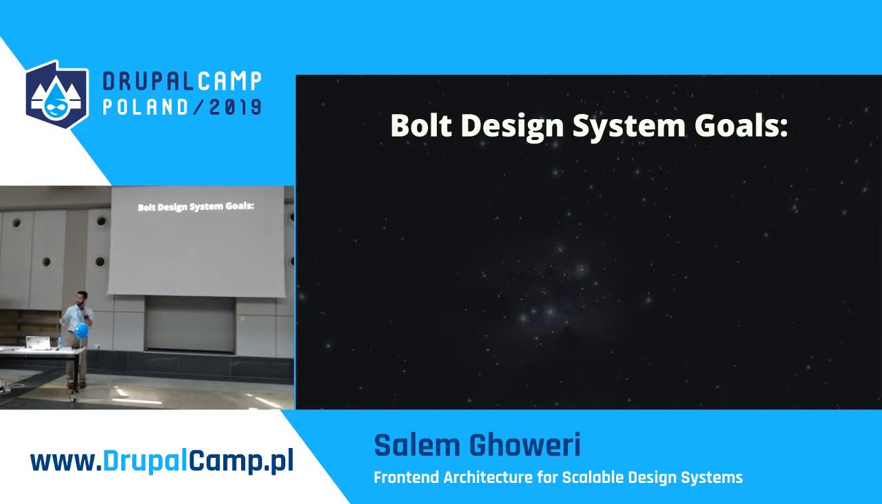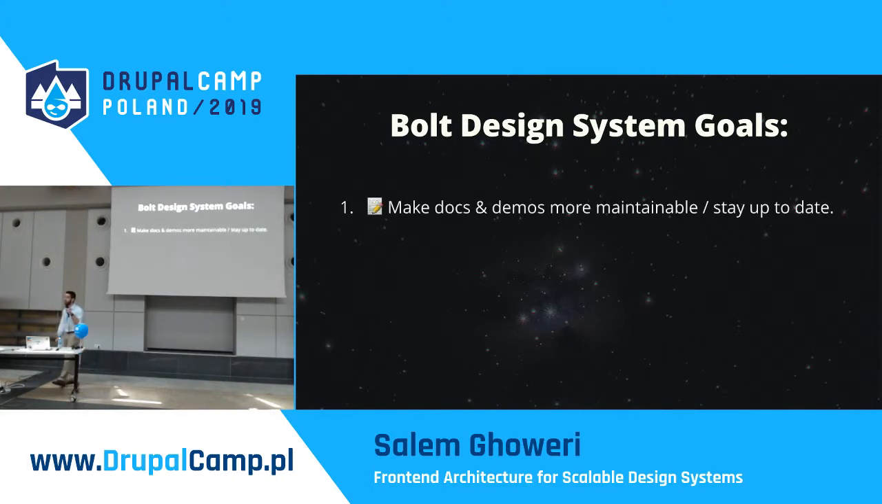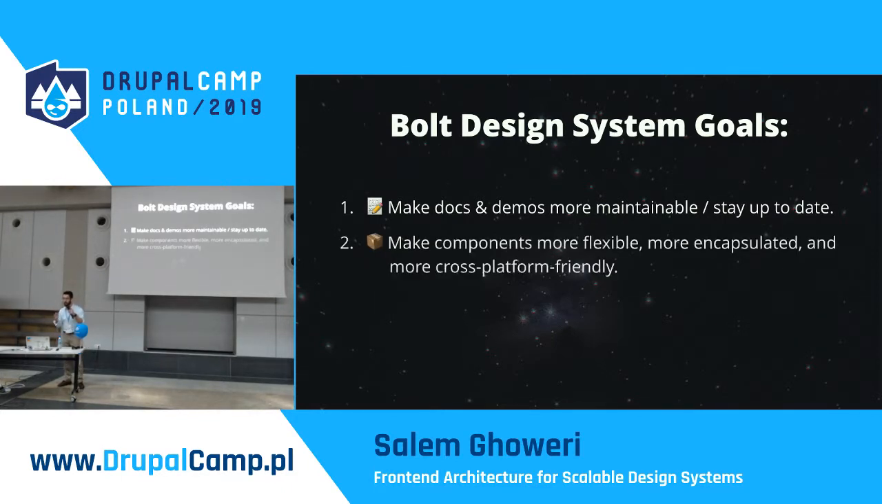So for Bolt, the Bolt design system, we had 4 main goals that we came up with. Documentation and demos need to be easily maintainable, and it has to be easy to keep things up to date. We need to make sure that the components we're creating are flexible for developers and content authors, but they're also rugged and encapsulated to make it easy to share the work that we're producing across multiple websites in multiple use cases.